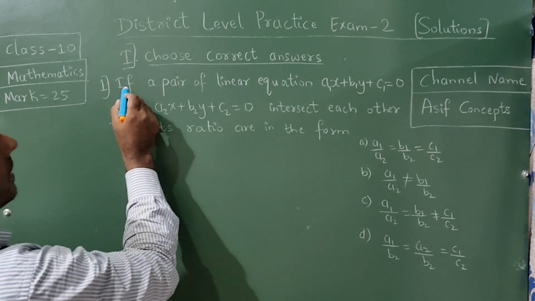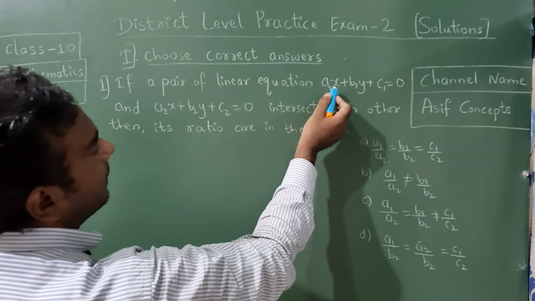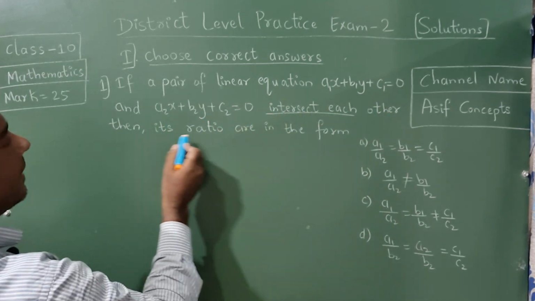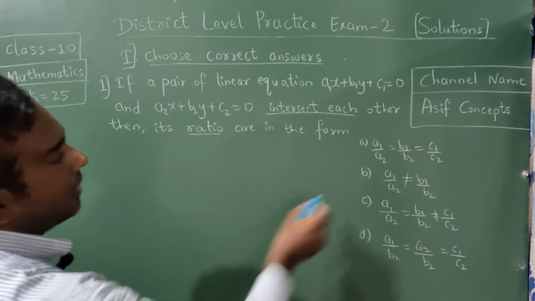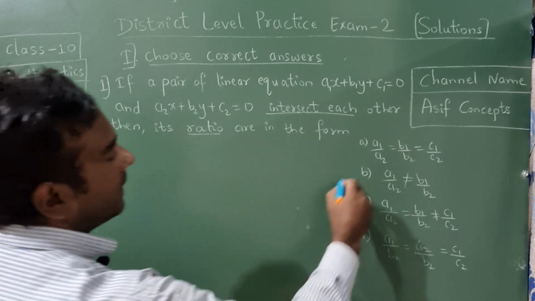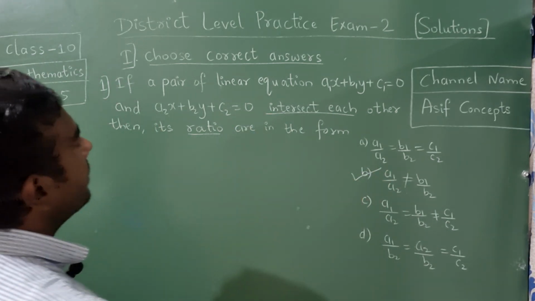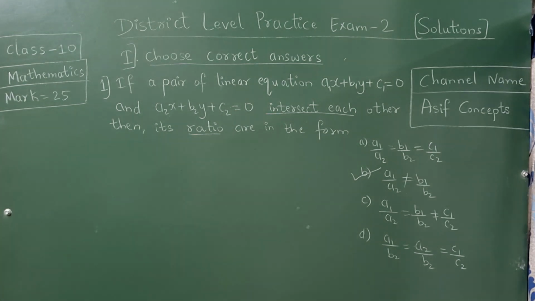Now the first question is, if a pair of linear equations, that is this one and this one, intersect each other, then its ratio is, among these four, the correct answer is this, because it is intersecting lines. Okay.